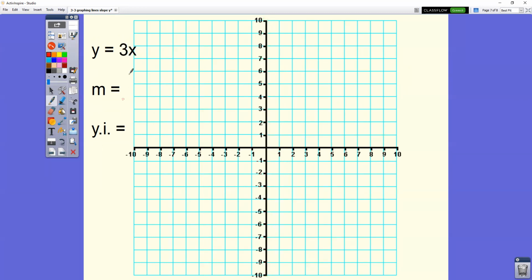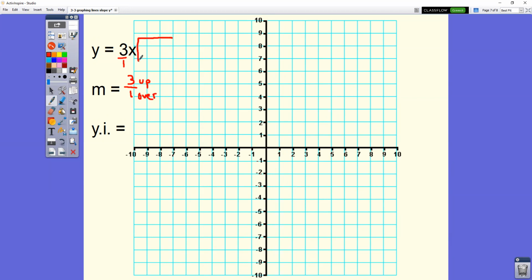Take a look at the next one. Y equals 3x. Now again, your slope is always written as a fraction, so this number in front of the x is really over 1. So 3 over 1. That really means up 3 over 1.